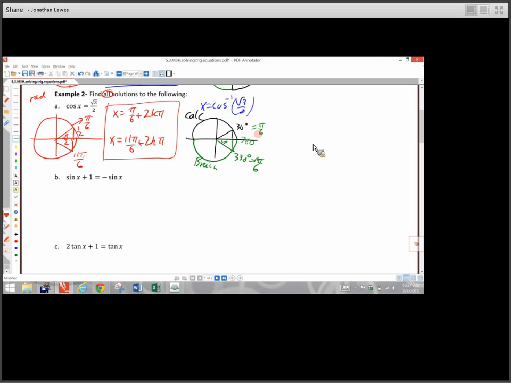Okay, I'm not going to take the time to do this, but if we were to graph this, I'm not going to do it on the calculator, that's what it would look like. And we'd be looking for, where does this hit here? So there's our 30 degree answer, and there's our 330 degree answer. Or our pi 6 and our 11 pi 6.